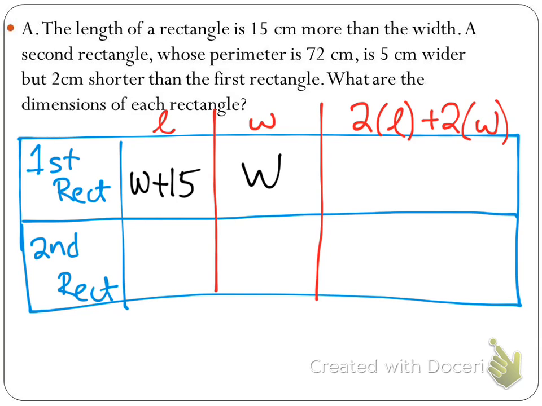Okay, then we have a second rectangle. The perimeter is 72, so I'll just put that down here in the perimeter side. The second one is 5 centimeters wider than the first one. So the width plus 5. It's 5 centimeters wider. And the length is 2 centimeters shorter. So if I took 2 away from this, what would I have? 13, right? I'll just write that up top. We're doing this minus 2.